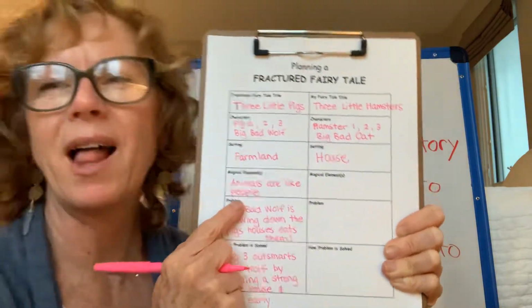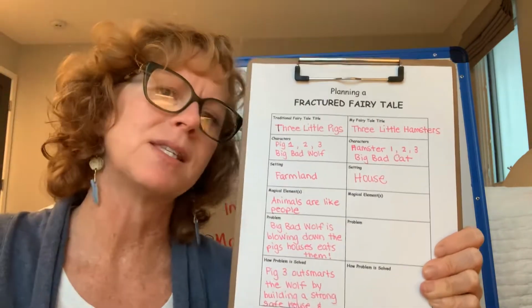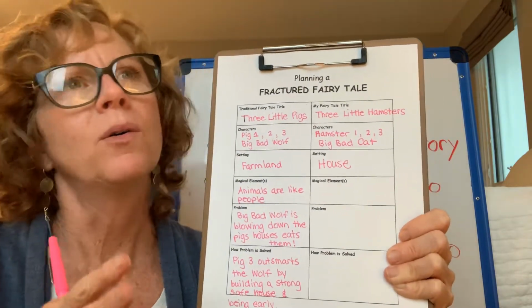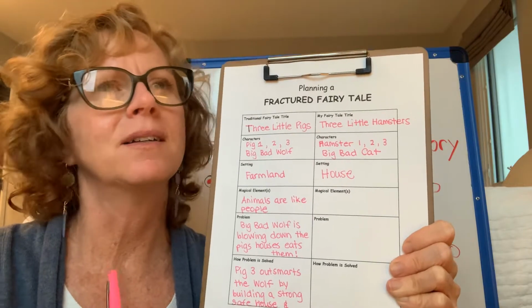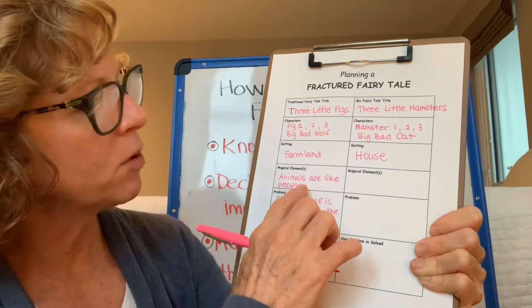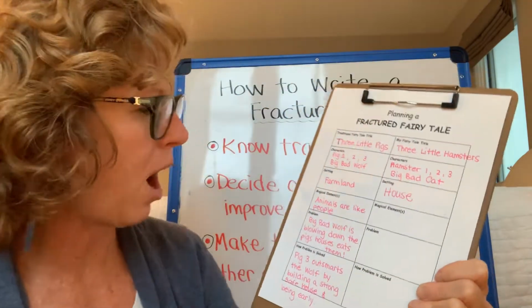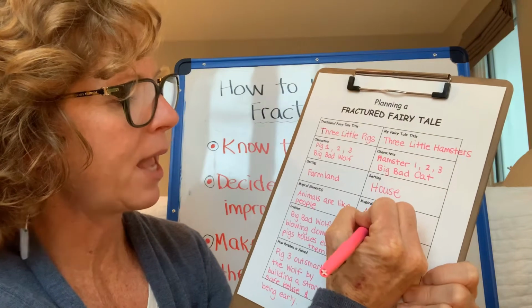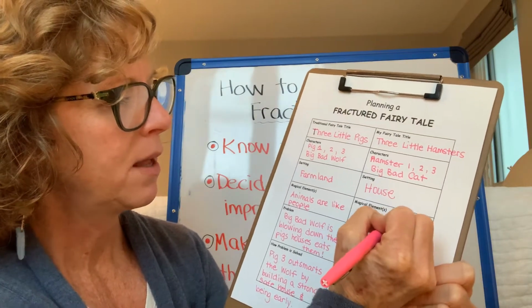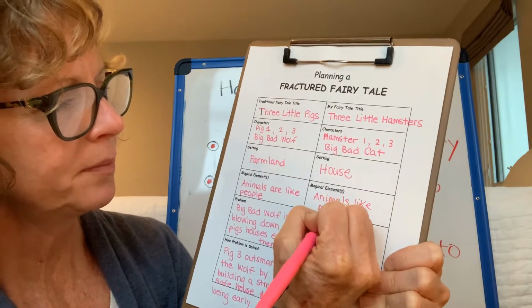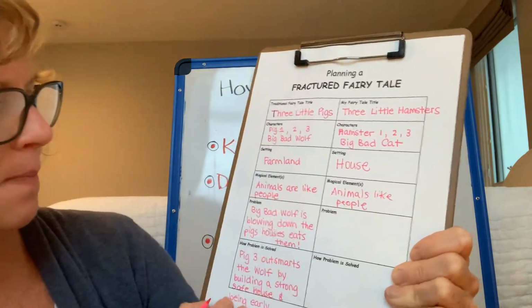So the magical elements, there's not any fairies casting spells or changing rats into coachmen or anything like that. But the animals are like people and they talk. And I'm going to do the same. I'm going to have the animals like people. I keep that the same.